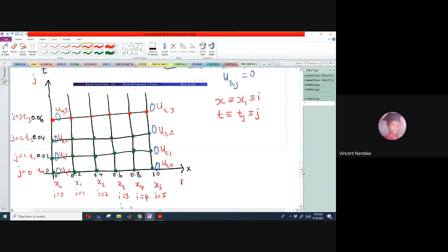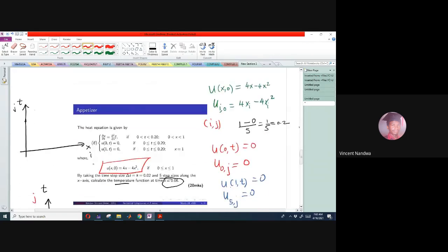We'll use this initial condition given here. Remember, u(x, 0) is given by this function, which in a different form can be written like this: whenever t is 0, then for any given value of i, this is the function that defines the value of u.